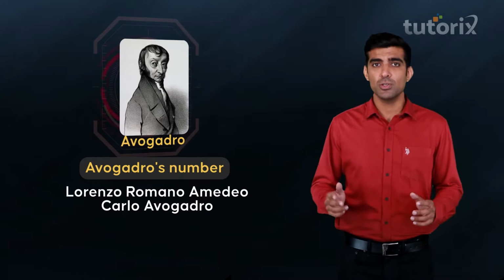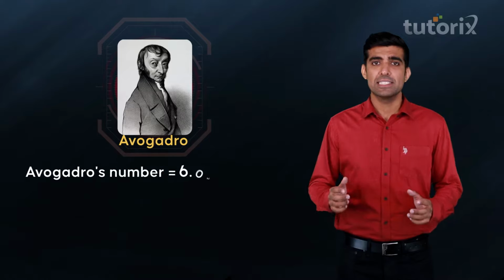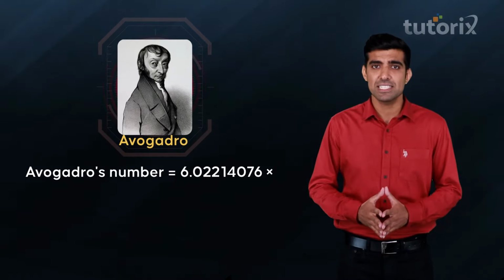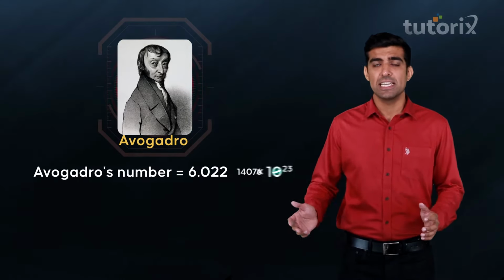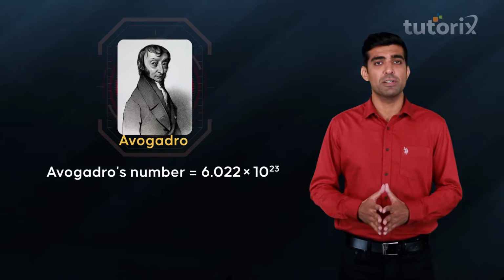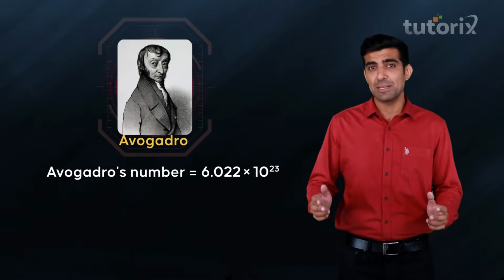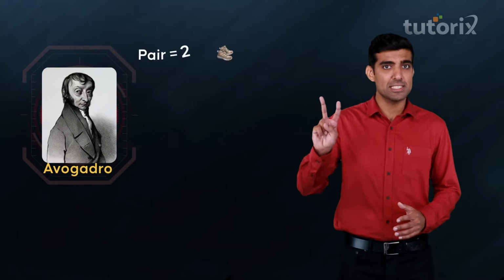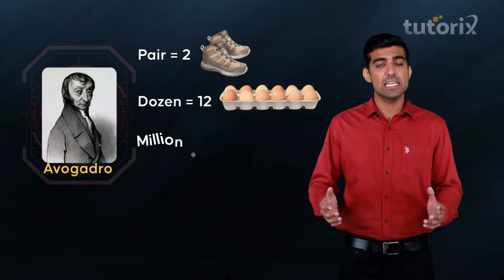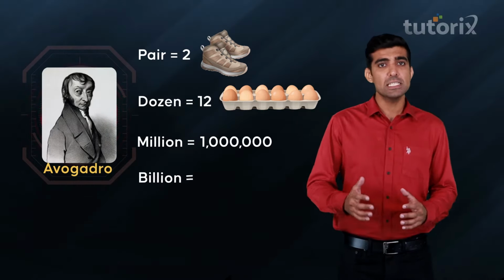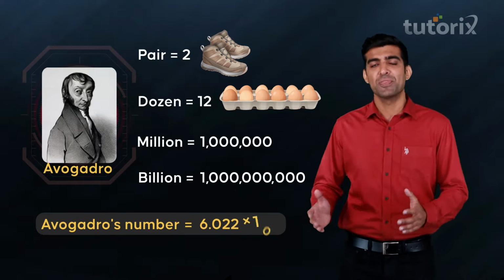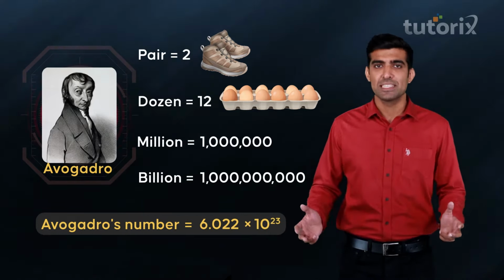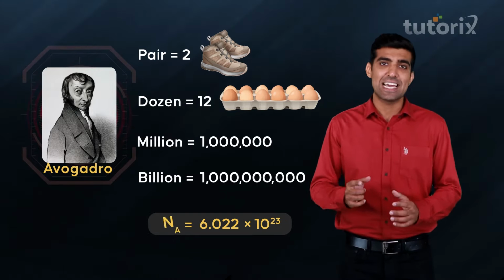Lorenzo Romano Amedeo Carlo Avogadro, or simply Avogadro, defined the Avogadro's number as 6.02214076 into 10 raised to the power 23. If we round it to 3 decimal places, it is 6.022 into 10 raised to the power 23. Avogadro's number is simply just a number. Just like a pair is 2, a dozen is 12, a million is 1 followed by 6 zeros, a billion is 1 followed by 9 zeros. Similarly, Avogadro's number is 6.022 into 10 raised to the power 23. The symbol that is used for Avogadro's number is Na.